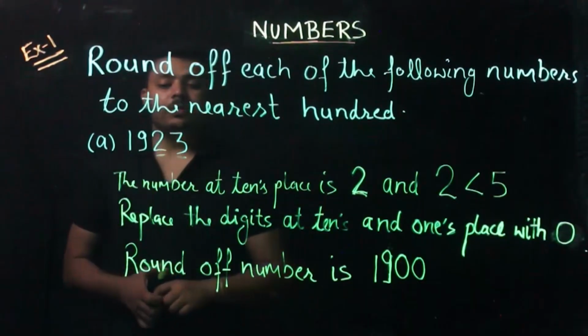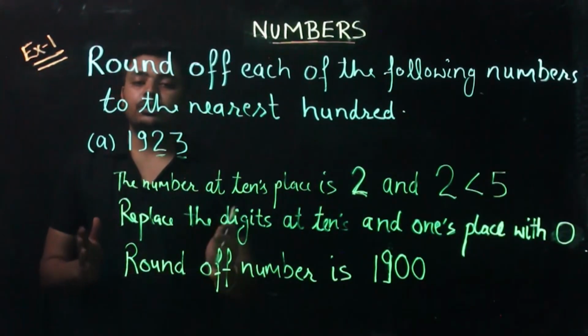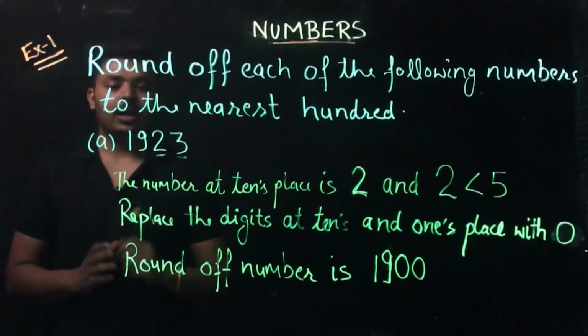So I hope students you have understood how to round off the number to the nearest 100. First thing, count the digits.